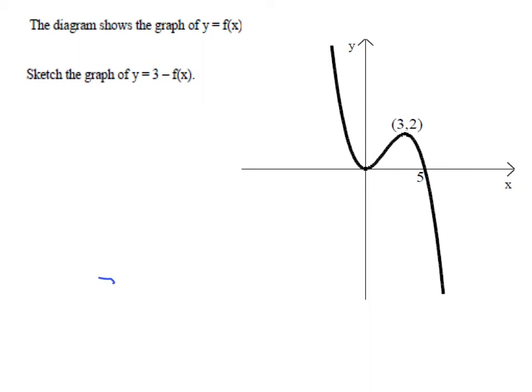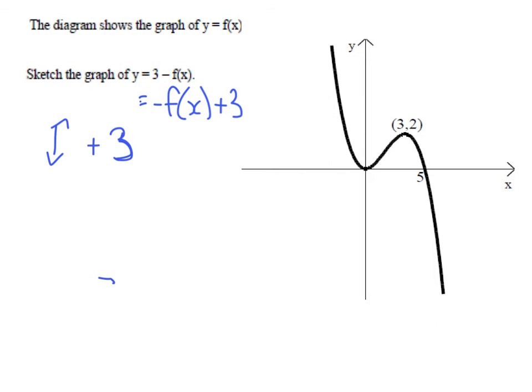They ask you to sketch a graph of 3 minus f of x. I think it's much easier if I rewrite this as negative f of x, and I put the positive 3 in the other end. From there you can see that that flips up and down, and then it moves up 3. So that's 2 steps we have to do.